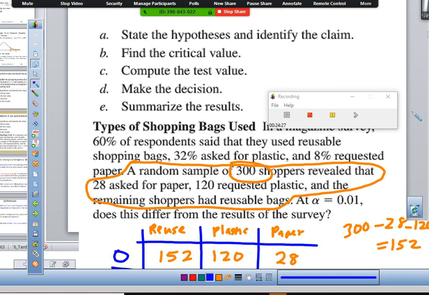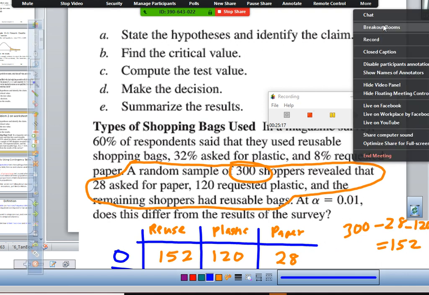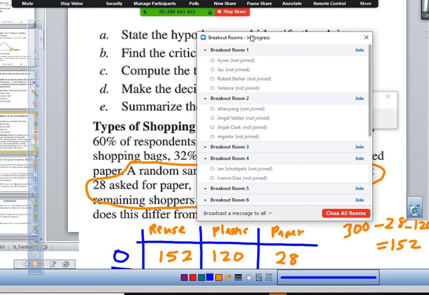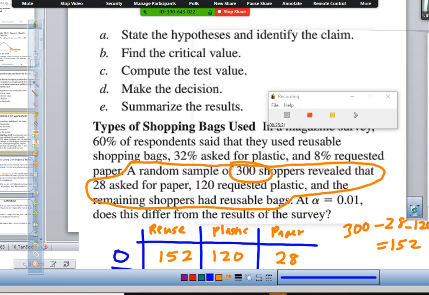All right, so I'm going to open up your rooms. You now have 6 more minutes to finish this up and then take a break until 6:05. Come back at 6:05.